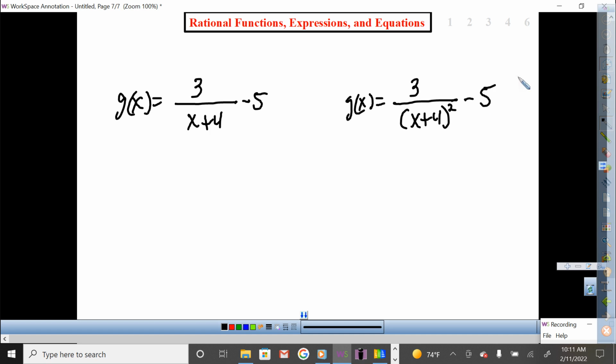Are they rationals? Yes, because they are fractions. But it's 2 different types of graphs. Tell your neighbor which graph is which. There's 2 types of graphs on the screen. Tell them which one is which.